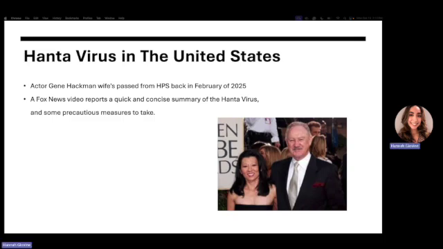The Hackmans' home, like I said earlier, was located in New Mexico, and New Mexico does have a rather large population of a common vector of the hantavirus, and that is the deer mice. So this Fox News video does go over some measures to take when battling those vectors. We'll go ahead and play that for you here shortly, and we hope you enjoy the video.